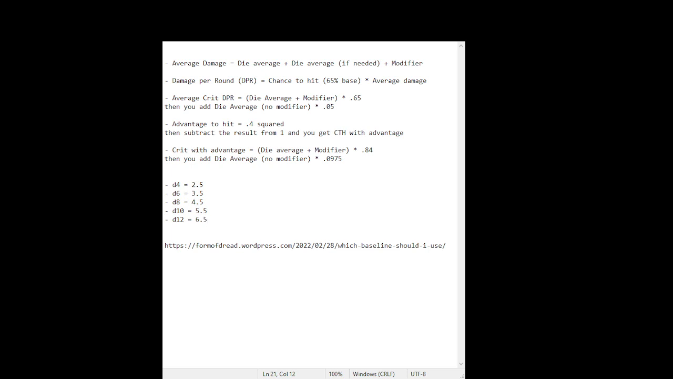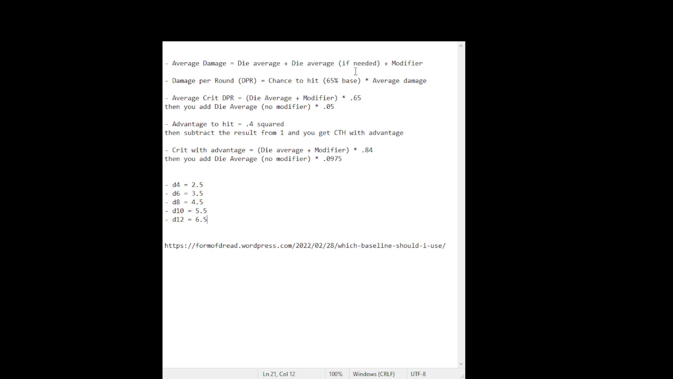So now I know some of you have questions like, well, Brooke, what happens if my weapon does multiple dice of damage? Like, what happens if my greataxe does 2d6 damage? Well, it's very simple. You just take the average of each d6 and add them together, and there's your average damage. So what's 3.5 plus 3.5? 7. Very simple.